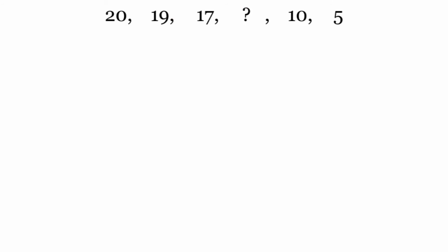20, 19, 17, a term is missing, then 10 and 5. 20, 19 difference is 1. 19 minus 2, 17, a term is missing. 10, 5, difference is 5. And if you see, differences are 1, 2, two terms are missing, next 5. So possibly the missing differences are 3 and 4.